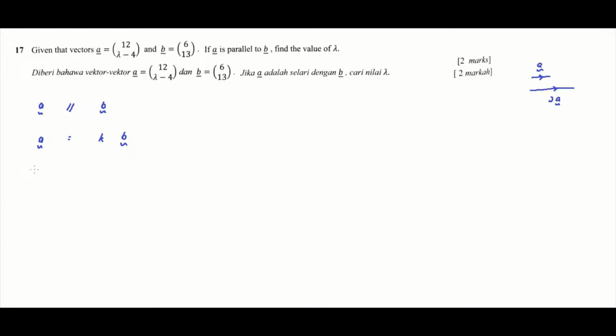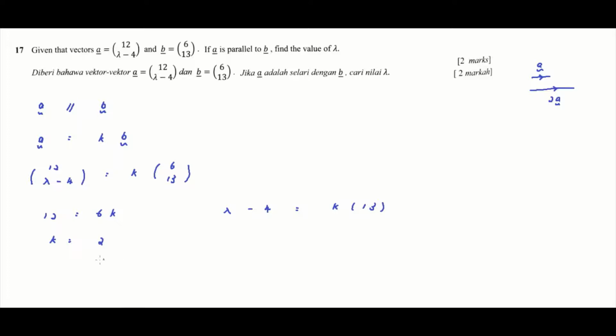So now let's substitute the vectors. Now we can start to solve it. For the i component, we have 12 equals 6k. From that, I'll be able to obtain k as 2, since 12 divided by 6 is 2. Then I can proceed with the j component to find lambda. So lambda minus 4 will be equal to k multiplied by 13, right?